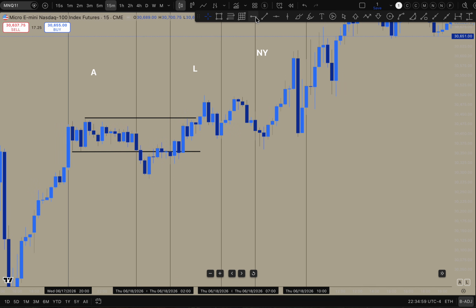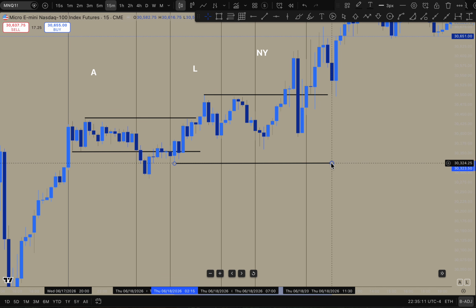We're going to do the same thing for London. This is the highest London got up here. I'm going to draw a line there, and I'm going to take another line. This is the lowest London got down here, and draw it out. So let's say we're in London and it's about 3 a.m. and we're interested in taking a trade.